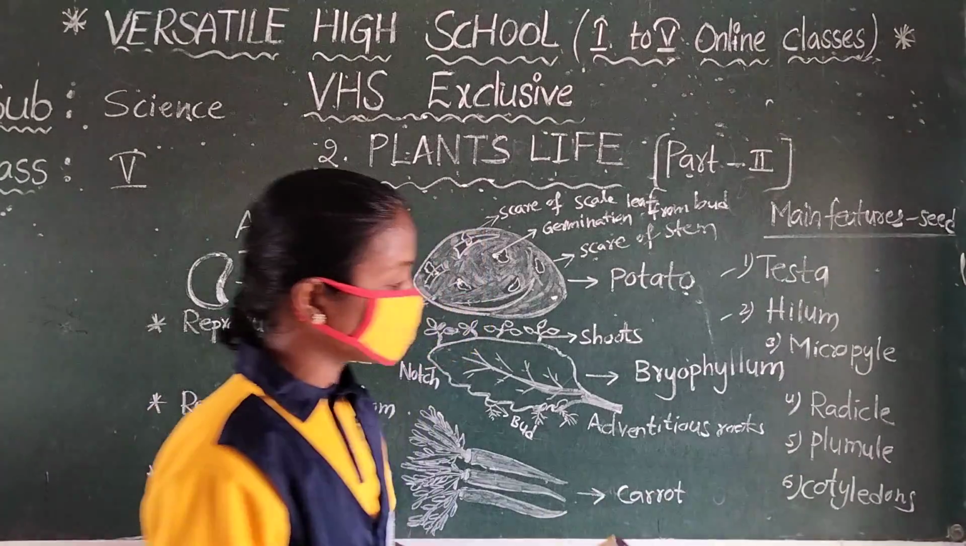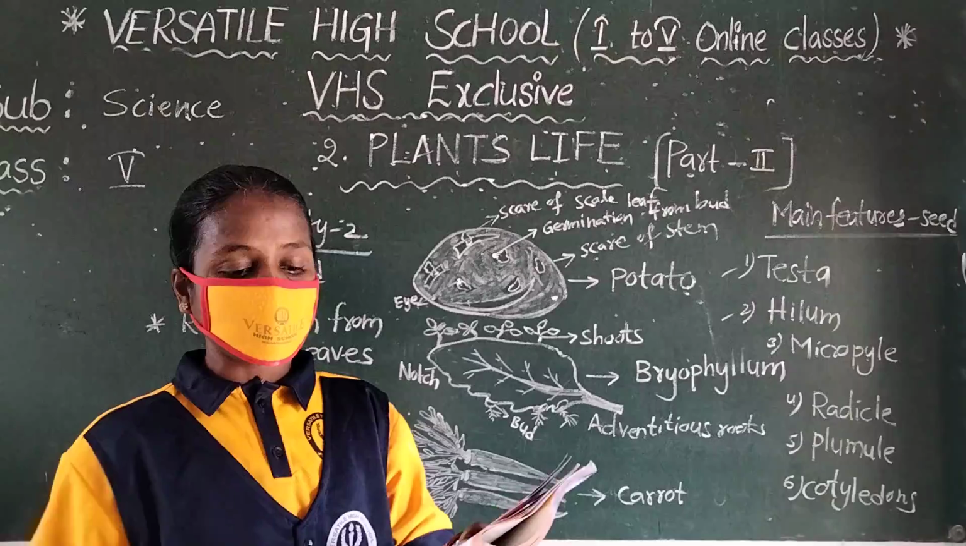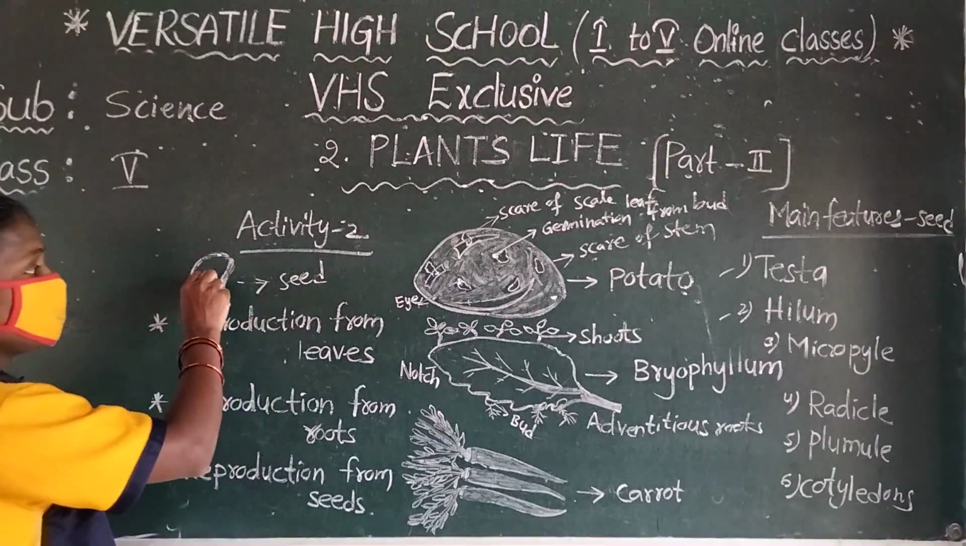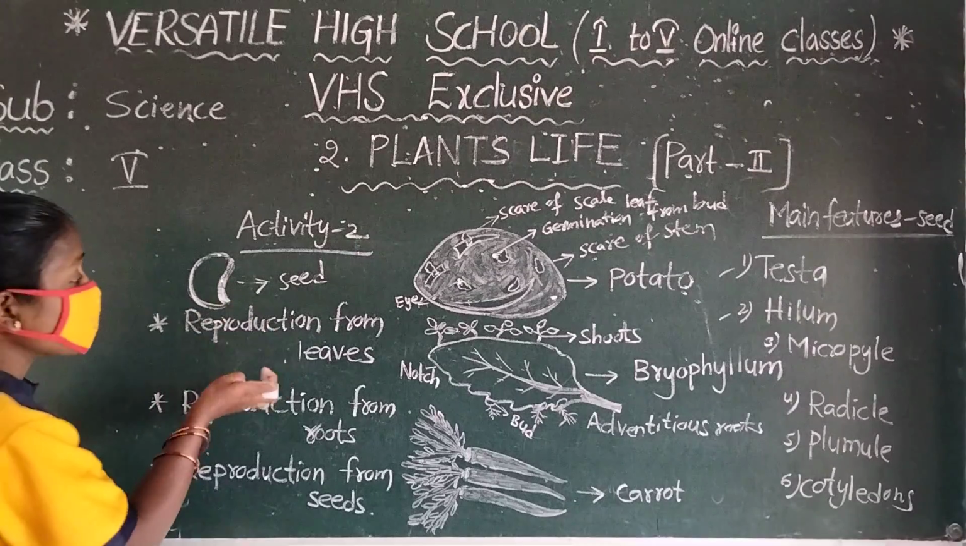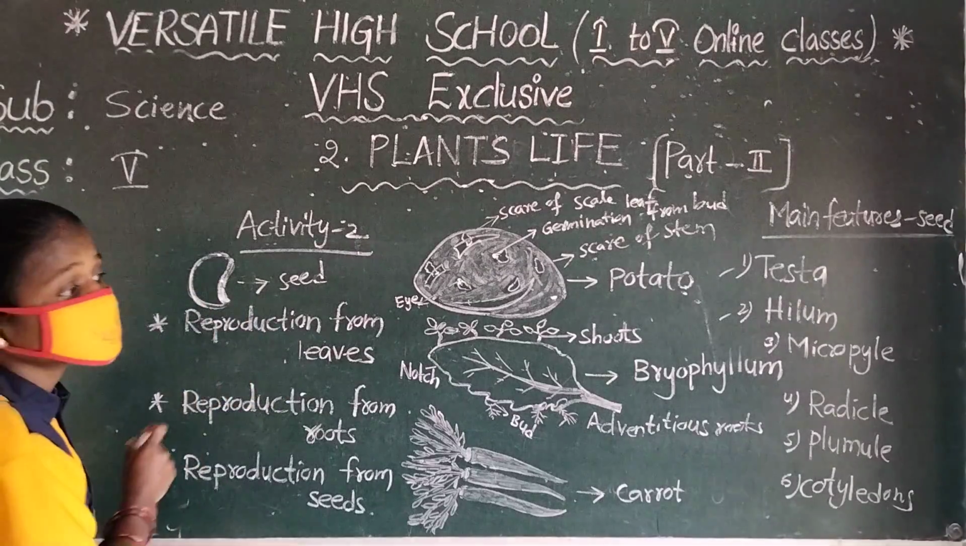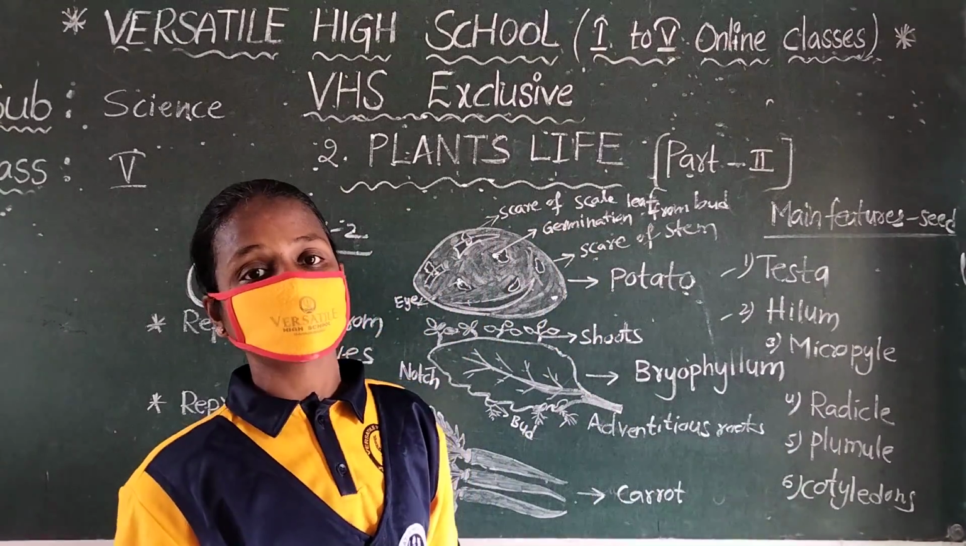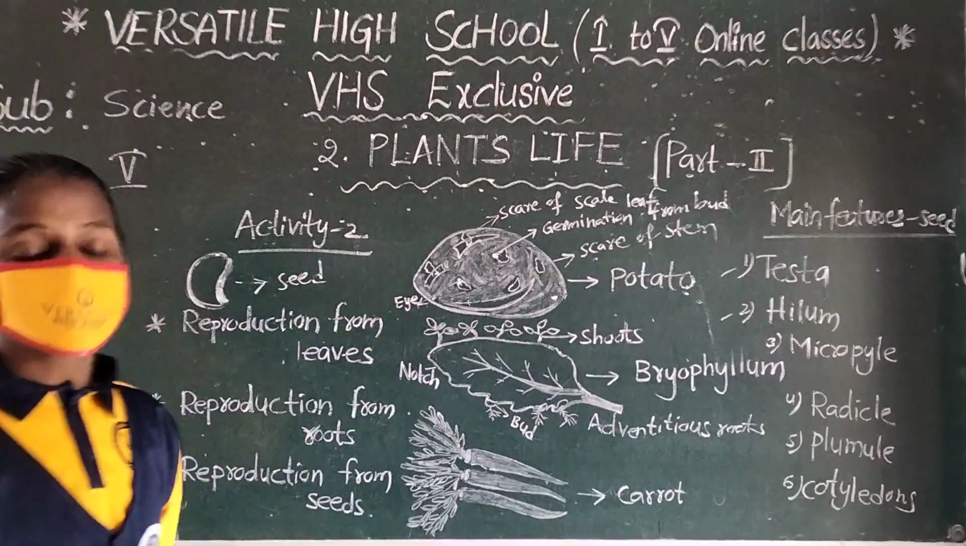And now we are going to the radicle. The radicle is the embryonic root. That means if you keep the seed in the soil, roots also germinate from the seed. That is called a radicle. This is the reproductive part of a plant or seed.